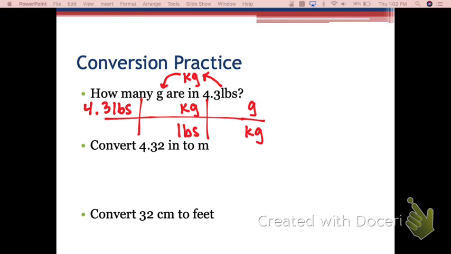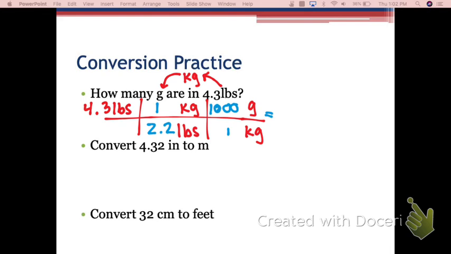Okay, tell me what numbers need to go into my pounds and kilograms. 1 kilogram is what? 2.2 pounds. And then 1 kilogram is 1,000 grams. So I multiply across the whole top, divide by the whole bottom.